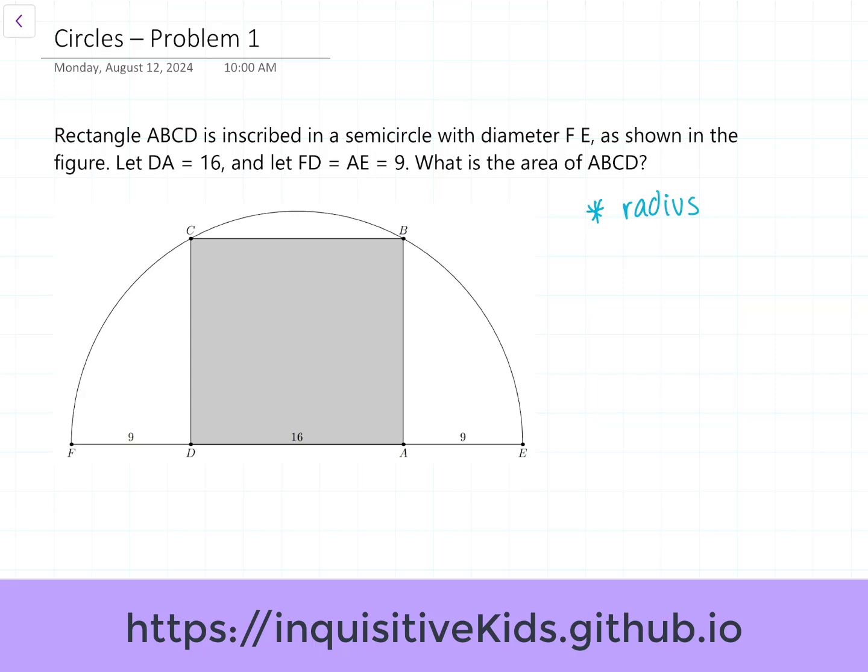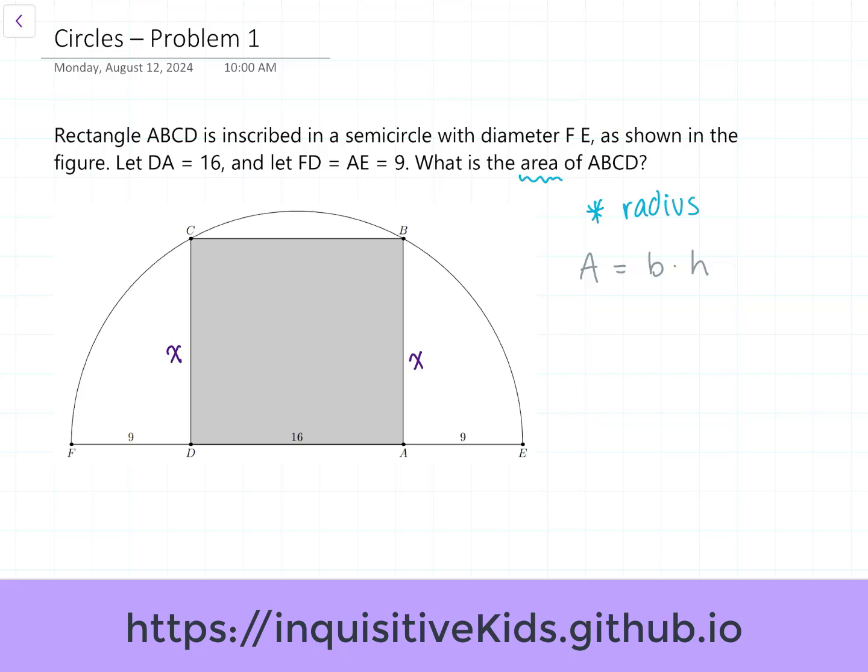Now, going back to the problem, we're trying to find the area of ABCD. ABCD is a rectangle, and the formula of a rectangle is area is equal to base times height. We already have its base, which is 16, so we're going to try to find either CD or BA. So let's call BA x and CD x. What is x? Because once we know x, we can find the area.